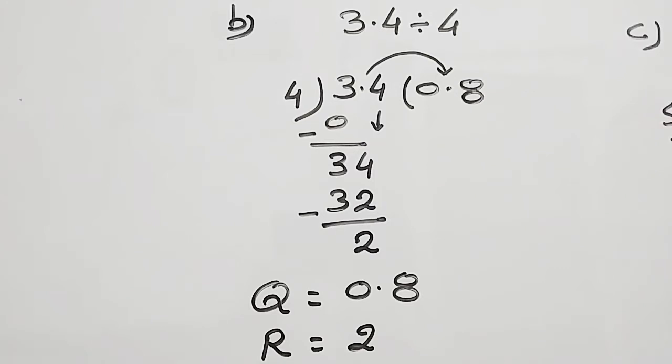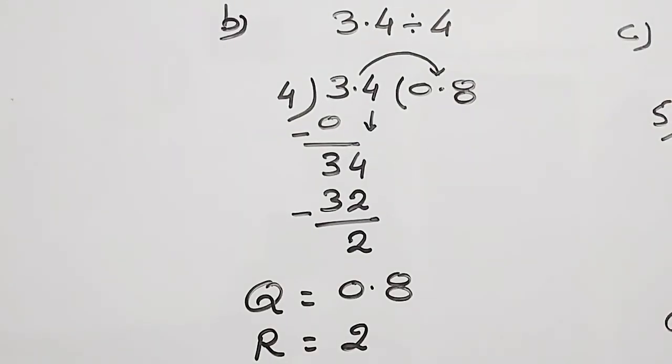Question B. 3.4 divided by 4. So the divisor is 4 and the dividend is 3.4. First we take the whole number part of the dividend, 3. Whole number part of this decimal number is 3. 3 is less than 4. So first we divide the whole number part. 4 taken 0 times gives 0. So subtract 0 from 3. 3 minus 0 is 3.